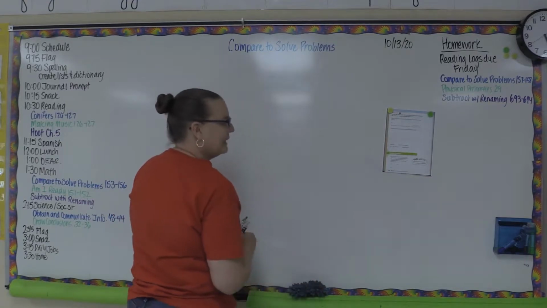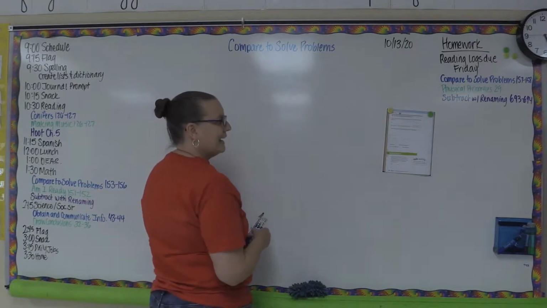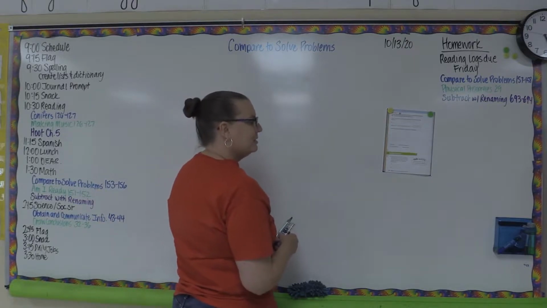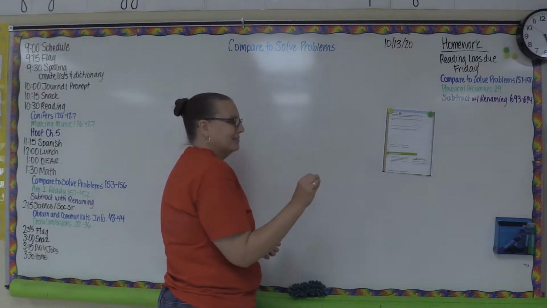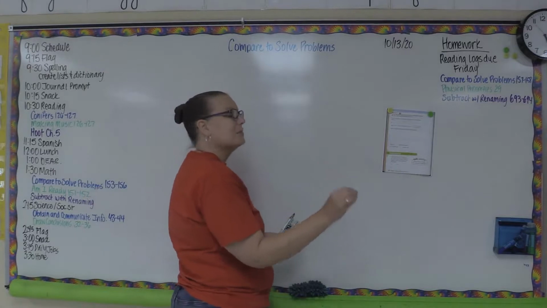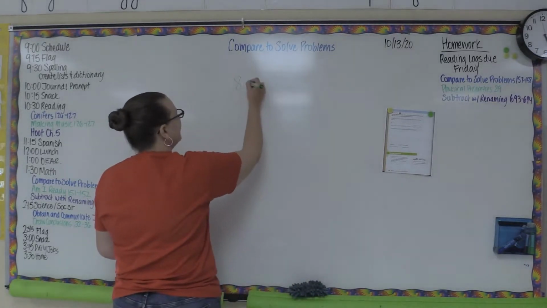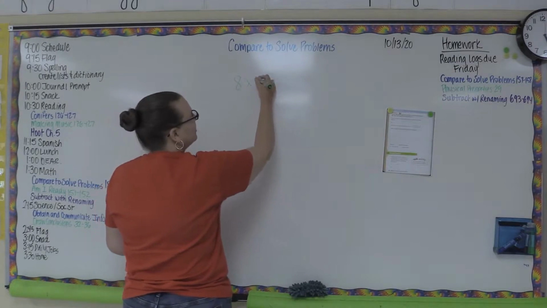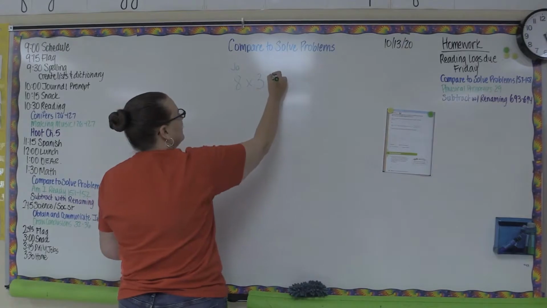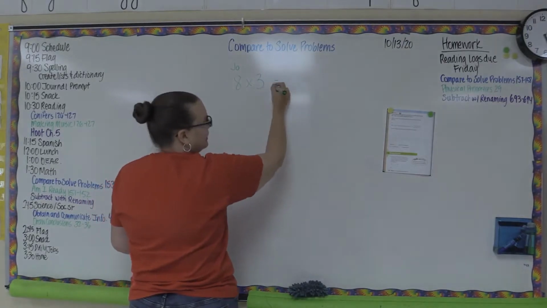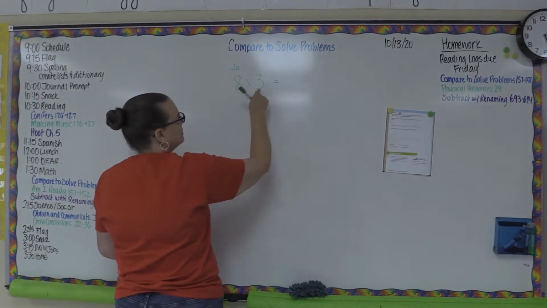Sue has 3 times as many beads as Joe. Joe has 8 beads. How many beads does Sue have? So we know we're starting with what Joe has, and we know that Sue has 3 times more than that. So if we know that Joe has 8, and we know that Sue has 3 times that many, remember this is Joe, this is going to tell us how many beads. So this is Joe, and this is how many more times Sue has.